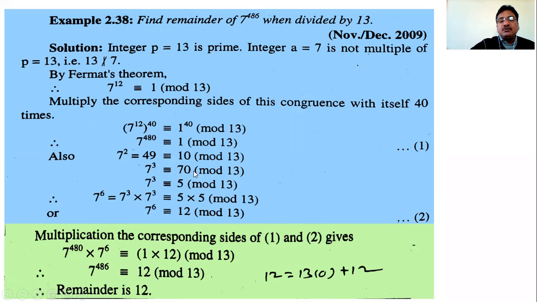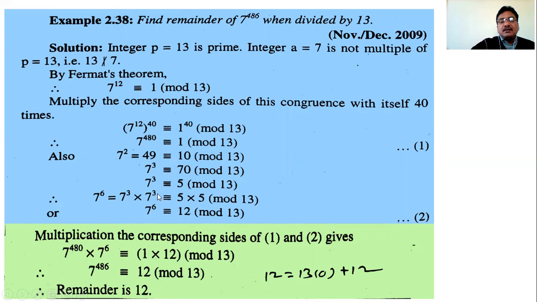So A is related to B and B is related to C. Therefore, A is related to C. So right here, 70 is congruent to 5 modulo 13, because 70 minus 5 is divisible by 13. Okay. So 7 raised to 3 is congruent to 70 modulo 13, and 70 is congruent to 5 modulo 13. Therefore, 7 raised to 3 is congruent to 5 modulo 13, because this congruence relation is a transitive relation.